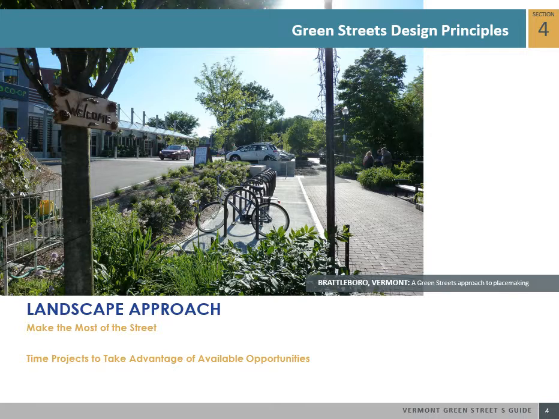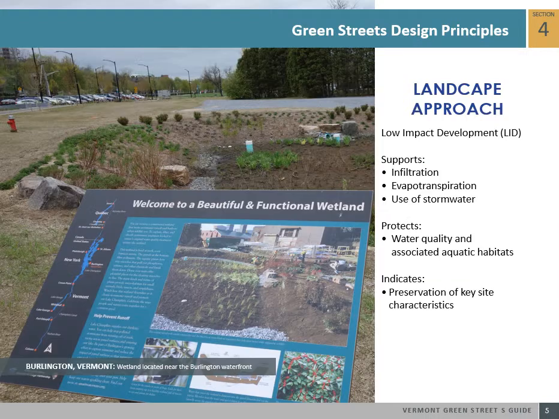It means making the most of the street within its context and identifying opportunities to apply low-impact development (LID) principles as much as possible. A landscape approach also means opportunities are identified to address runoff, placemaking, and mobility. Timing projects to take advantage of funding or simultaneous projects can mean Green Street design principles can be applied sooner than if the only goal was a green street.